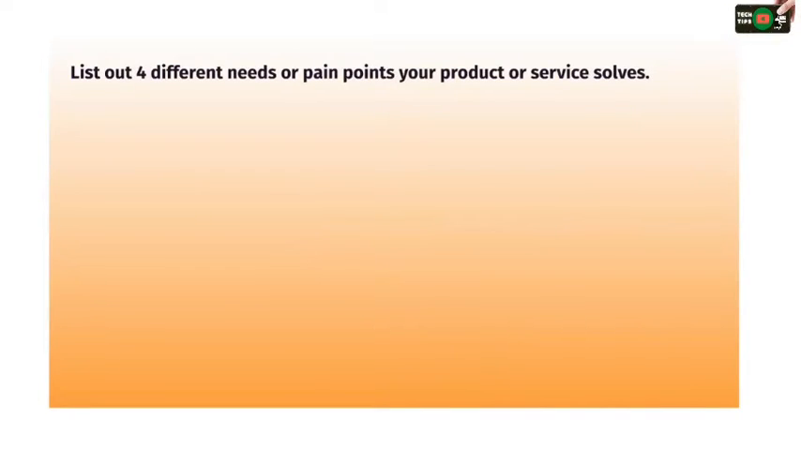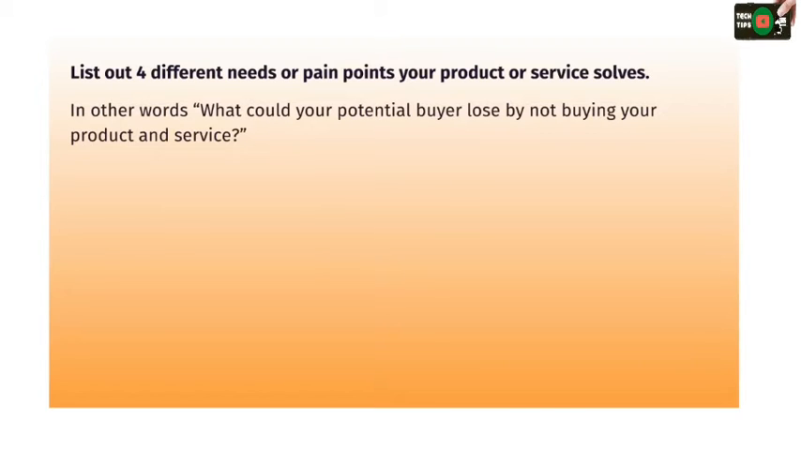Now, ideally, it'd be better if you sit down with a prospect and do this. And if you can't, try to get them on the phone and even pay them money. Say, hey, I'll pay you X amount of money just to sit down and talk with you. And list out 4 different needs or pain points that your product and service solves. In other words, what could your potential buyer lose by not buying your product and service?